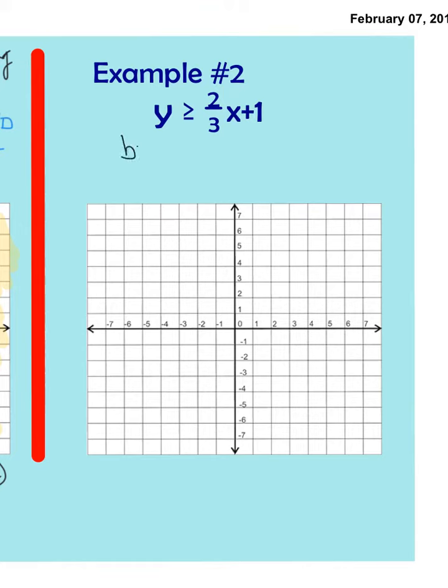So my y-intercept is 1. So I'm going to start on the y-axis at positive 1. My slope is positive 2 over 3. It's always the coefficient of x, or change both signs, negative 2 over negative 3. Then my directions: a positive rise is up, a positive run is to the right, a negative rise is down, and a negative run is left. So I'm going to plot my slope.